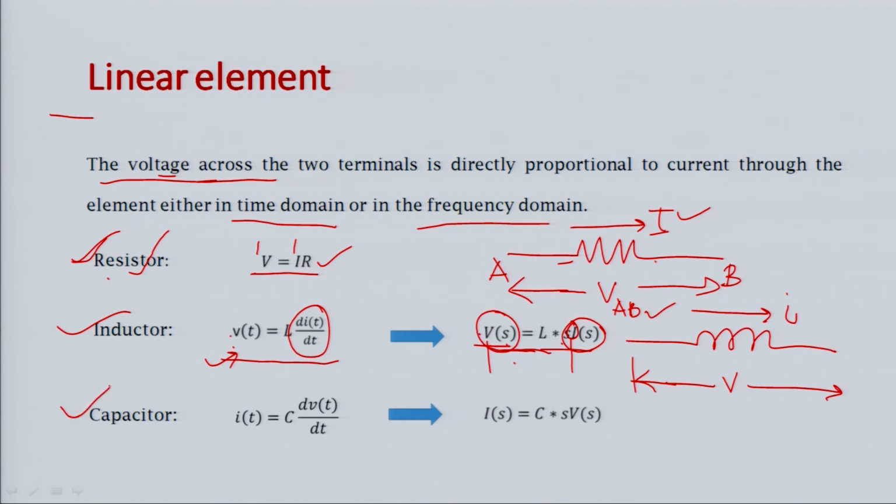Similarly, for the capacitor, i = C dv/dt in the time domain. If we take the Laplace transform of this equation, we will get I = C s V(s). It is in the Laplace transform, in the frequency domain. We can see this I is directly proportional to this V, and there is a linear relation between I and V in the frequency domain. So R, L, C, all three elements are linear elements, because they follow a directly proportional relation between V and I either in the frequency domain or in the time domain.